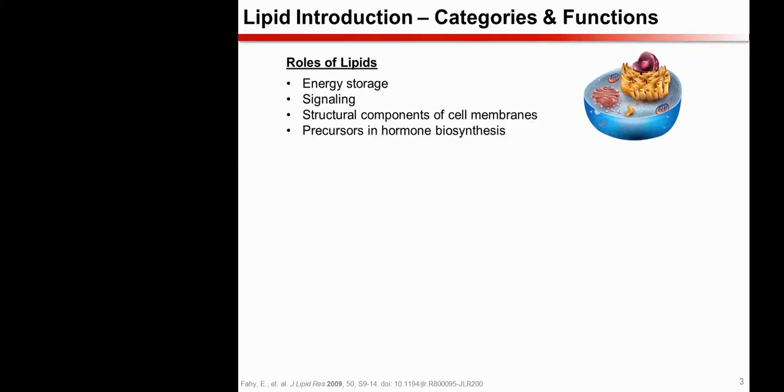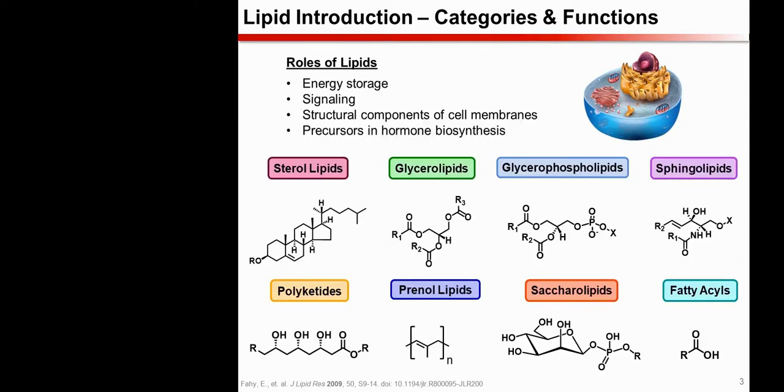So to review lipids, for those who may need a little refresher, lipids have many important biological roles, including energy storage, signaling. They are structural components of cell membranes, and they're precursors in hormone biosynthesis. So here I'm showing the 8 lipid categories, which are defined by LIPID MAPS. Each category has the common core structure that's shown on the slide. And so you can see that these lipids can be pretty structurally diverse.